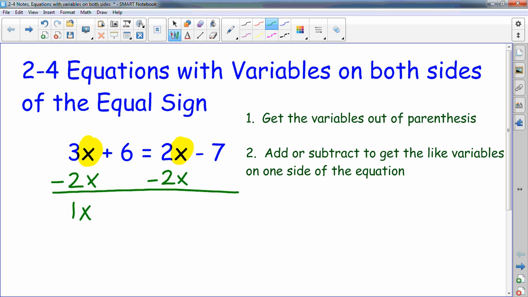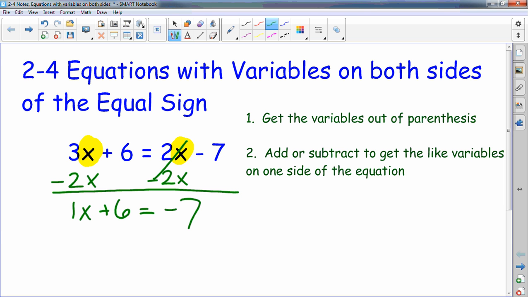If you don't want to put the 1 there, you don't have to, because technically everything is multiplied by 1. Okay, 1x plus 6 equals, now 2x minus 2x, I have 0 x's. So this just cancels out. And what are you left with? Negative 7. Now the equation looks just like all the other equations we've dealt with.